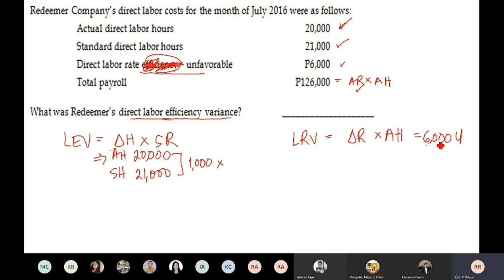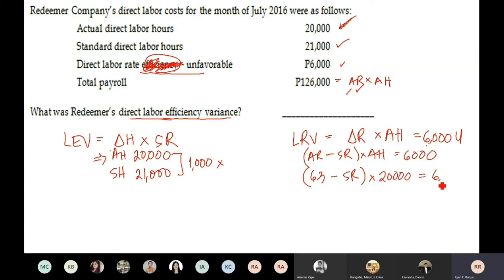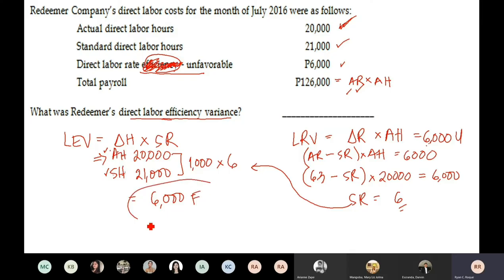Kaya kung ito ay 6,000 U, mas malaki ang actual rate kesa sa standard rate. Okay, multiply natin ang actual hours. And that's equal to 6,000. Actual rate, nakuha natin kanina, 6.3 galing dito. And then minus standard rate na nawawala. Ang actual hours, meron tayo, 20,000. That is equal to 6,000. So, ang standard rate natin should be less than 6.3. The answer is 6. So, kung may standard rate yan na dito, gamitin na natin dito, and that is 6. So, therefore, ito pala ay 6,000 din. Pero, check natin, F or U. Yung AH, mas mababa kesa sa SH. Kaya ako po pinag-iwalay para kita ko kagad din mas malaki. So, that would be favorable. The answer is 6,000 favorable.